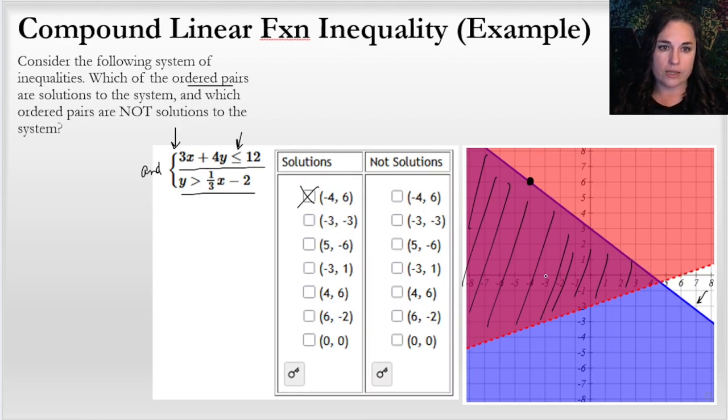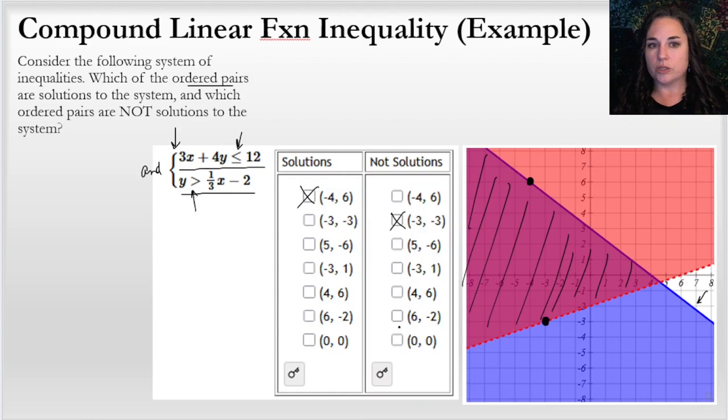Negative 3 comma 3, I can see that is, negative 3 comma negative 3. Let's get that right. Read carefully. Okay, you just saw me do that. Watch little mistakes. Read carefully. I'm going to see that point is on the dotted line. And I'm going to remember with dotted lines, it cannot equal that value. So I'm going to say that negative 3 is not a solution.